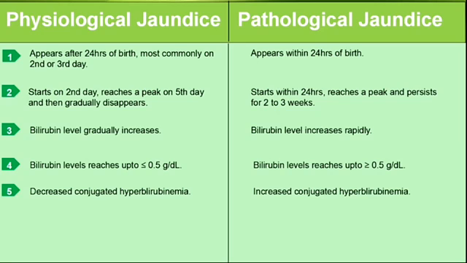So here there is increased conjugated hyperbilirubinemia, where in pathological jaundice the conjugation of bilirubin is taking place and the conjugated bilirubin is formed, but it is not being excreted. Instead of that, it is being accumulated in the blood.